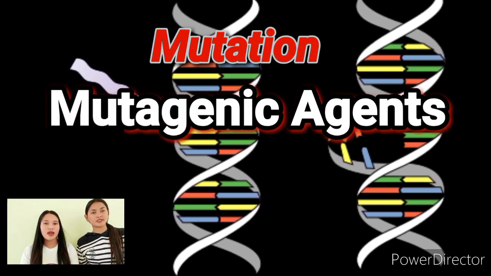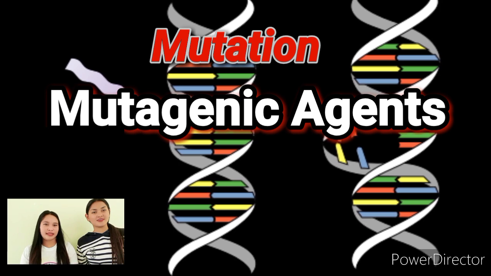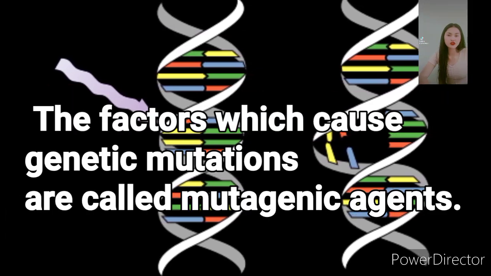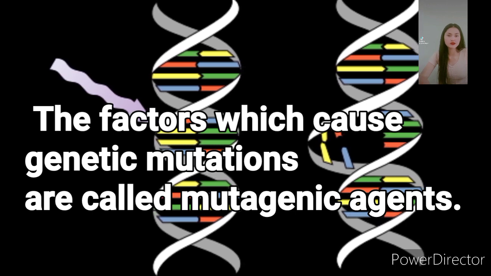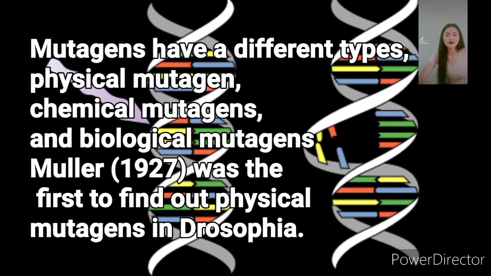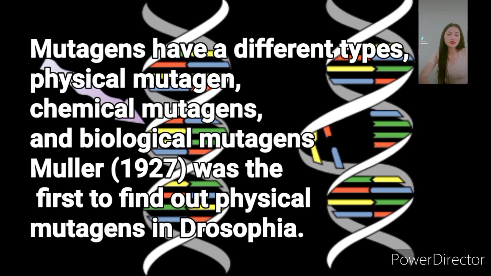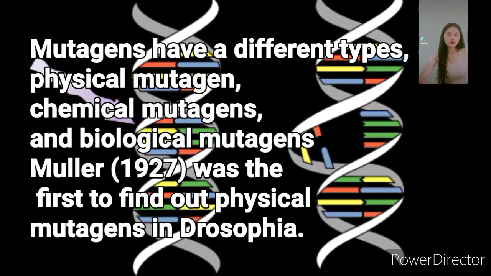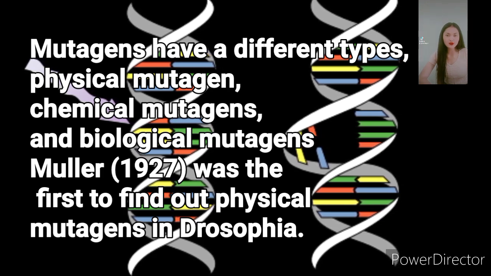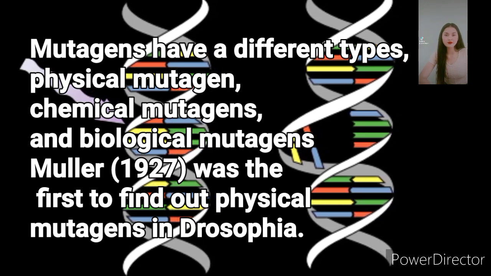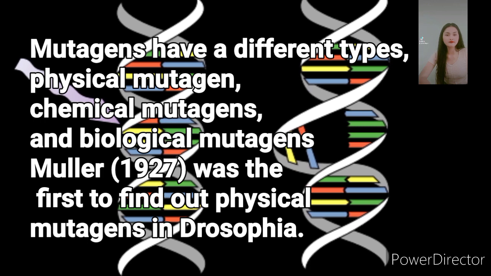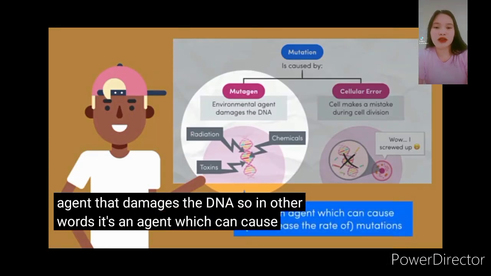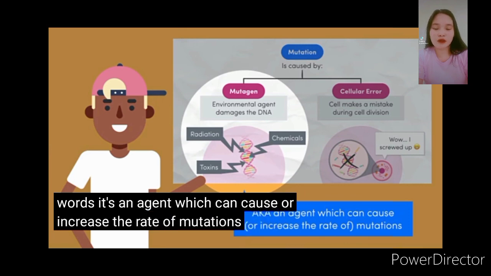Which is the mutations, and it's all about mutagenic agents. The factors which can cause genetic mutations are called mutagenic agents. Mutagens have different types: the first is physical mutagen, then chemical mutagen, and biological mutagens. Muller in 1927 was the first to find physical mutagen in Drosophila. Mutagenic just refers to an environmental agent that damages DNA, so it increases the rate of mutations.